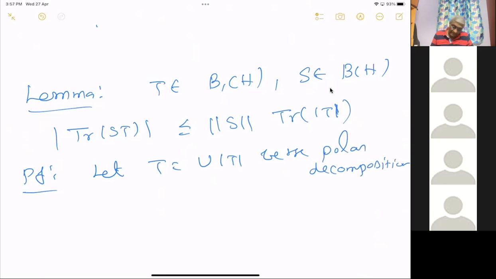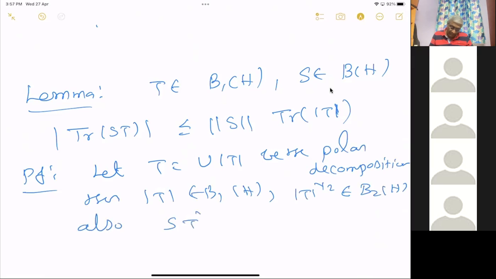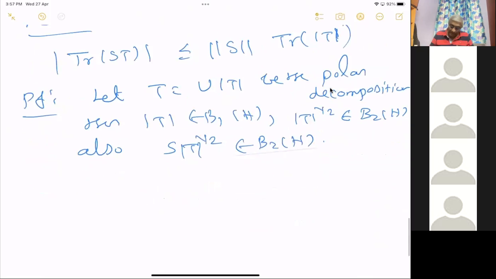Then mod T is in B1H, because T is in B1H. So mod T power half is in B2H. And also S U mod T power half is in B2H. So now we can apply the Cauchy-Schwarz inequality, the Hilbert-Schmidt inner product. I mean, we can apply the Cauchy-Schwarz inequality for the Hilbert-Schmidt operators for these things.